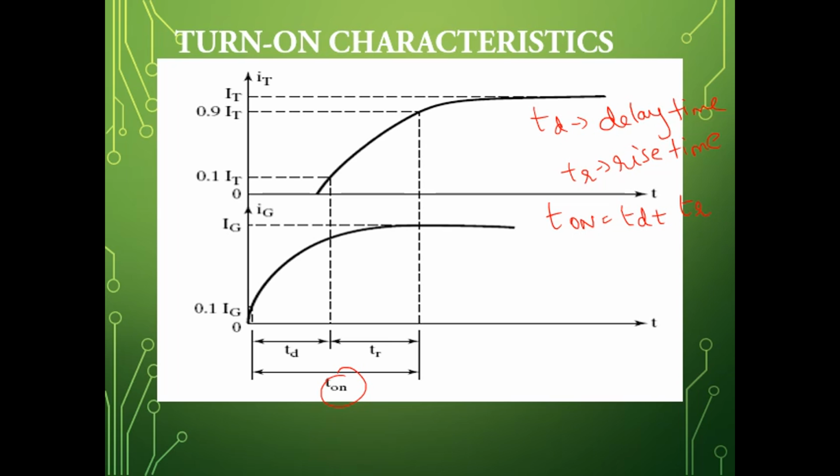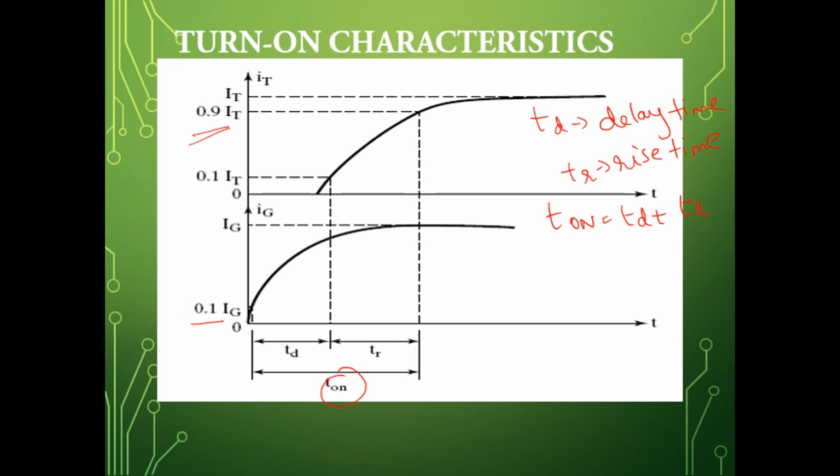This on time T on is nothing but the time interval between the 10% of the steady state gate current and 90% of the anode current, or nothing but the thyristor on state current. So, when your gate current is 10% of the maximum value and when your thyristor current has become 90% of the maximum value, that means the thyristor has started to conduct, that total duration you call as turn on time. Then what is meant by delay time?